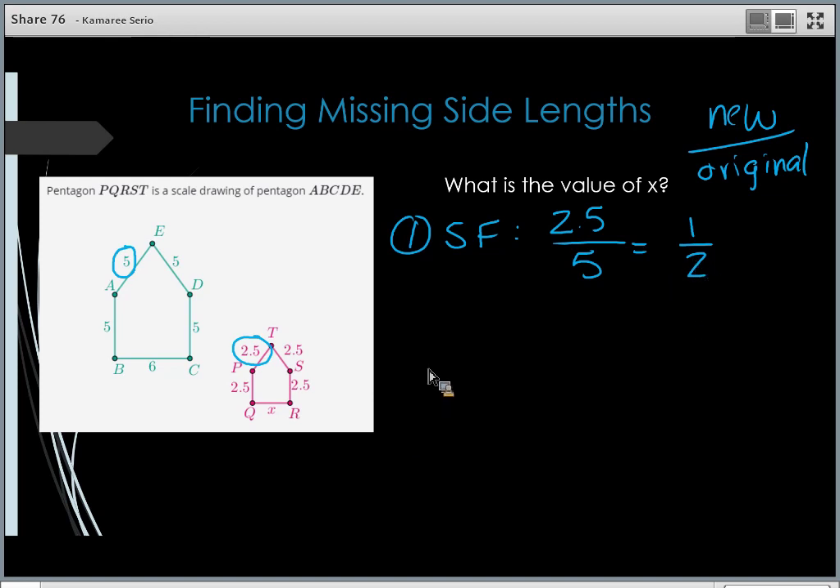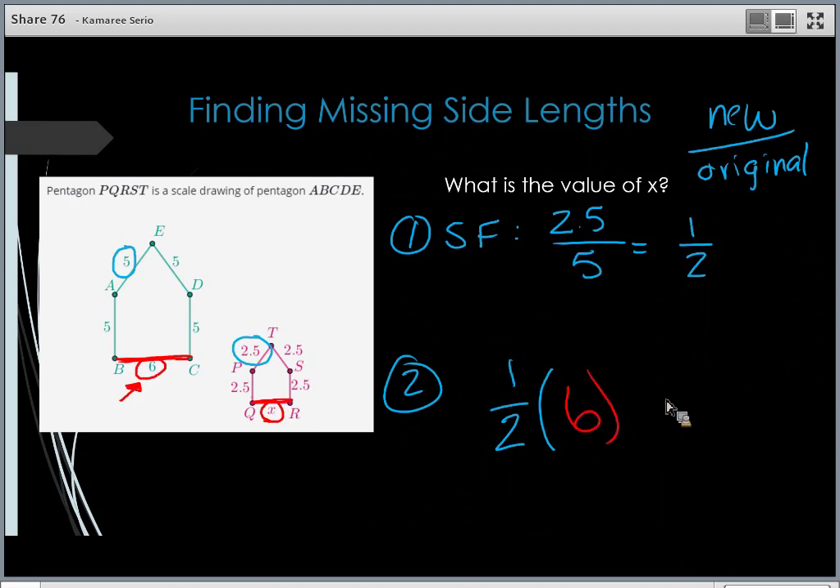After I know what my scale factor is, the second thing is I want to take my scale factor, this 1/2, and multiply it by the known side. So when I look at this image, I want to know what x is, which is the very bottom. So when I look at my original image here, I need to use this number 6. Since I don't know what x is and that's the bottom side, I need to look at my original image, the other picture, go to the bottom and see what number is there, which is 6. So I'm going to multiply this by 6. If you do 1/2 times 6, that will give you 3, which means that here x is 3.